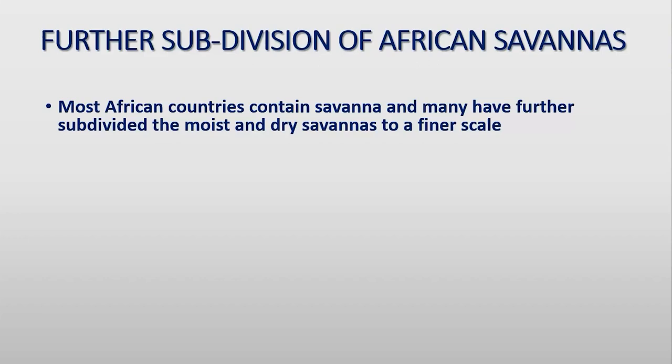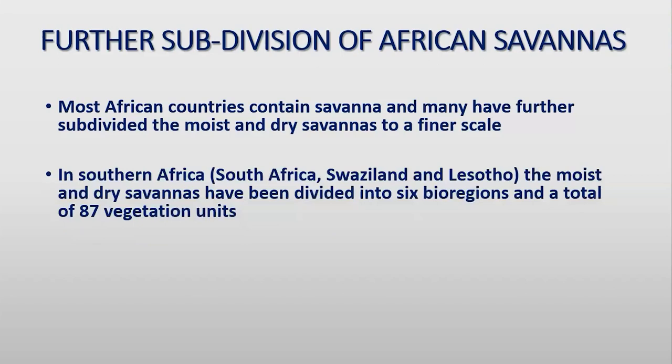And many of them, or most of them, have divided their moist and dry savannas into a finer scale, which allows them to manage a bit better. So in Southern Africa, here I'm just referring to South Africa, Swaziland, and Lesotho, the moist and arid savannas have been divided into 6 bioregions and a total of 87 vegetation, what are called vegetation units.